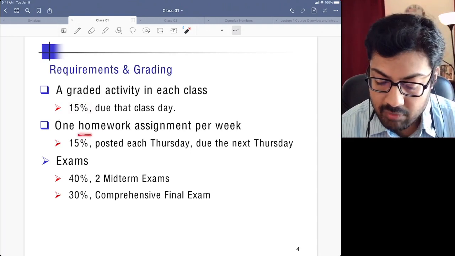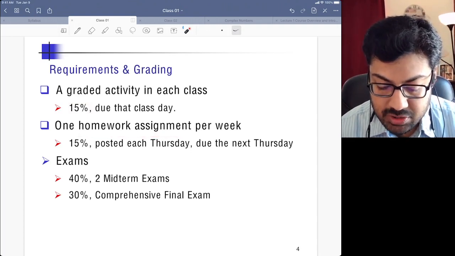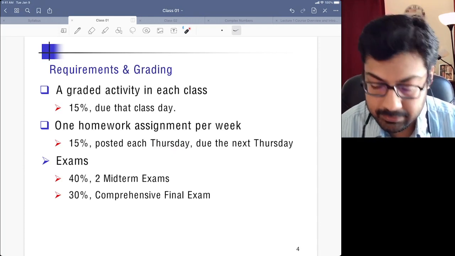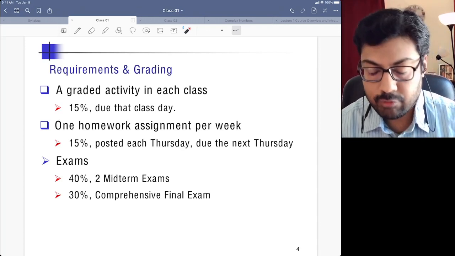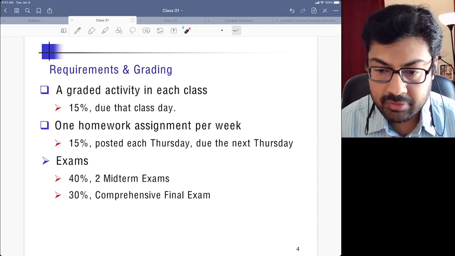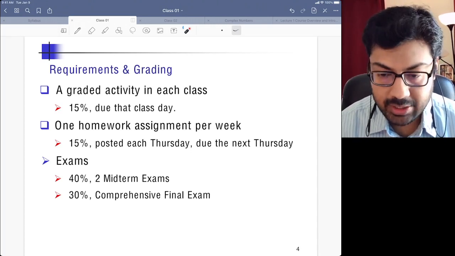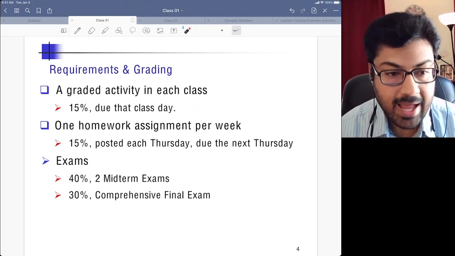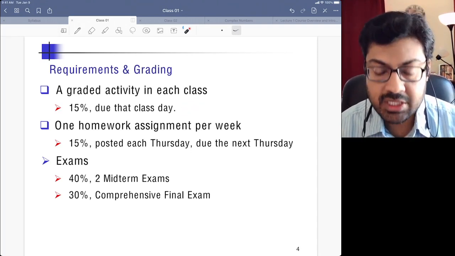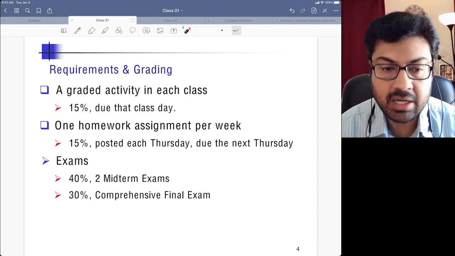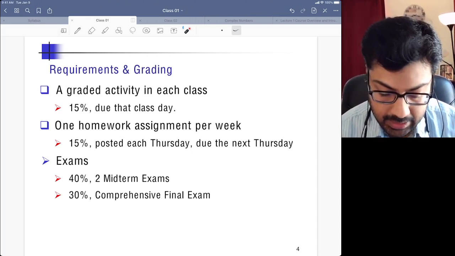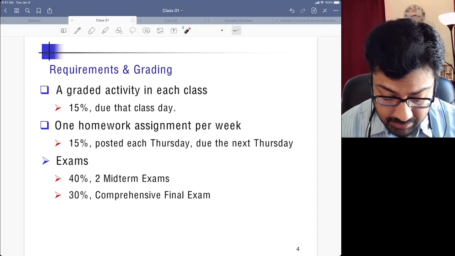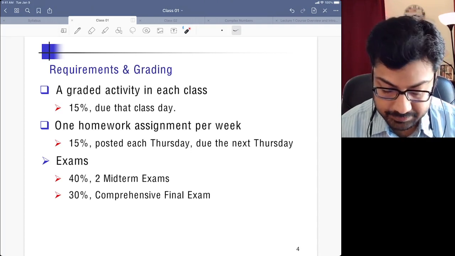There is generally one homework assignment per week, and I will post the first one on Thursday, and it will be due the next Thursday. Homeworks are also 15% of your grade. And again, even for homeworks, you guys can discuss, but you will be expected to write your own solution. Activities, the same. You can discuss with the teaching staff, you can discuss with your friends, but these are supposed to be submitted individually. There are going to be 3 exams for the class, 2 midterms and 1 comprehensive final exam.